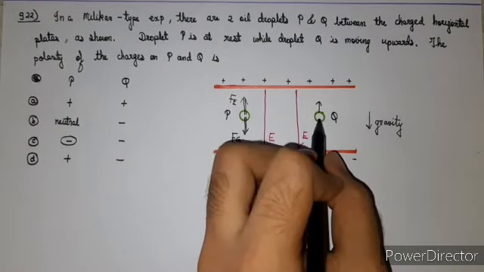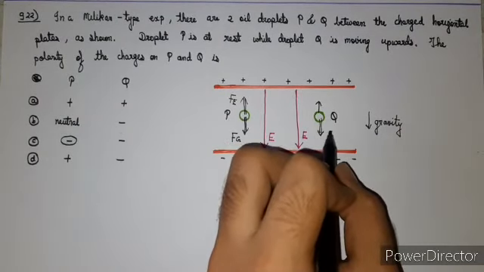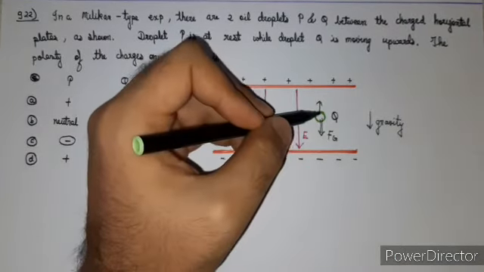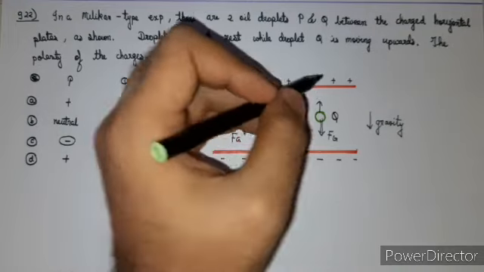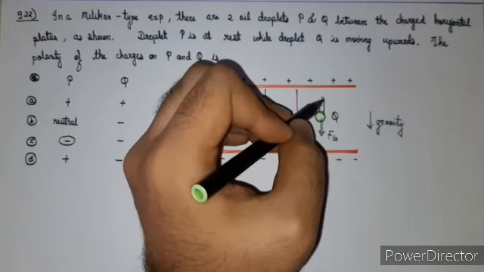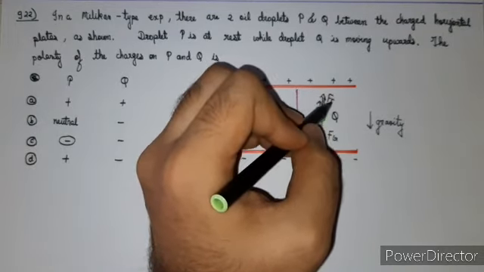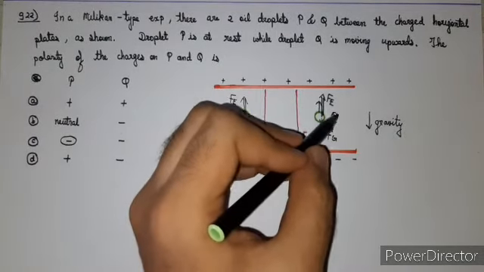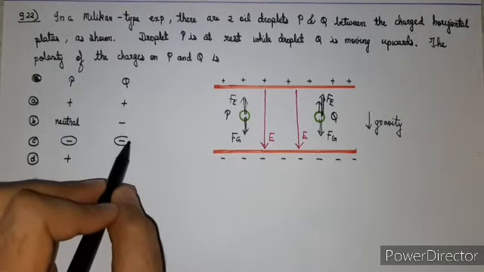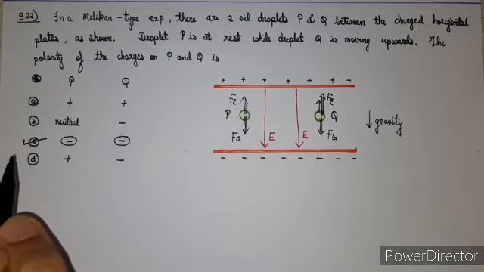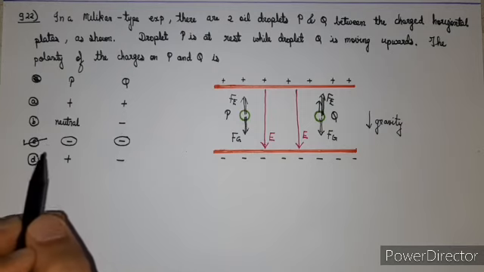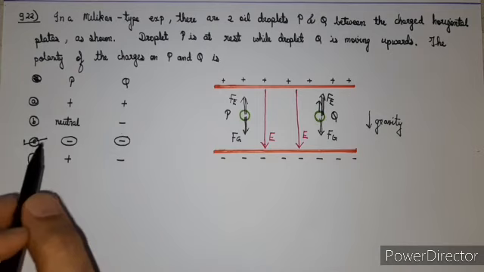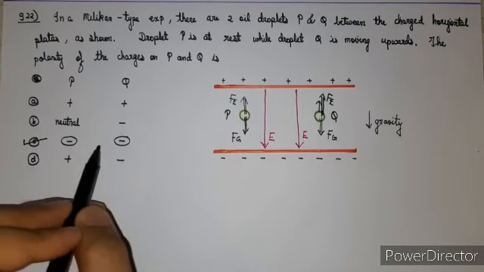Similarly, the first force acting on charge Q will be the force of gravity, which is acting vertically downwards. But since droplet Q is moving upwards, the electrostatic force acting on it should be vertically upwards, and this is only possible when charge Q is also negatively charged. So it is a very short and conceptual problem, and the answer is option C. That is, both the particles P and Q are negatively charged.